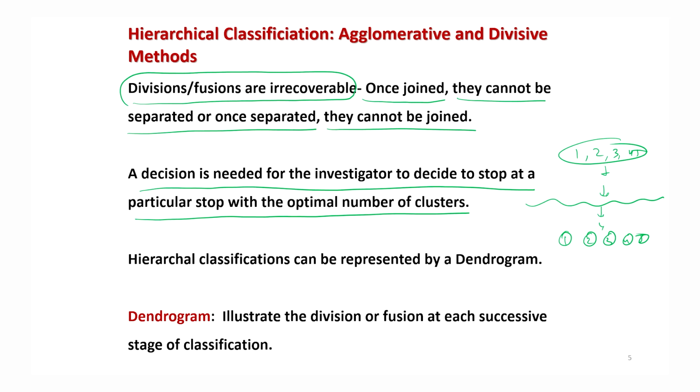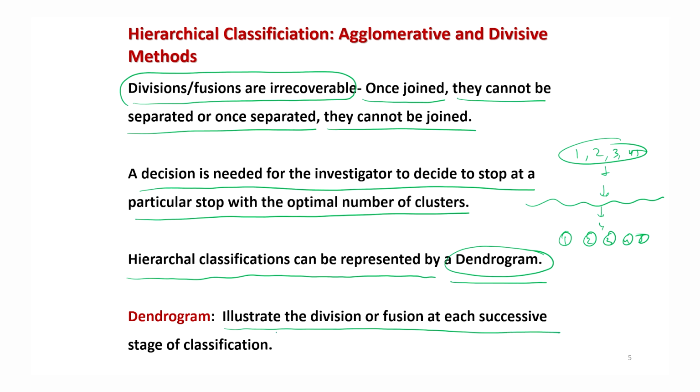And in this case, the concept of dendrogram helps us. So these classifications, meaning hierarchical classification, either agglomerative methods or divisive method based classifications, can be represented by a dendrogram. What is this dendrogram? A dendrogram actually illustrates the division or fusion at each successive stage of classification.